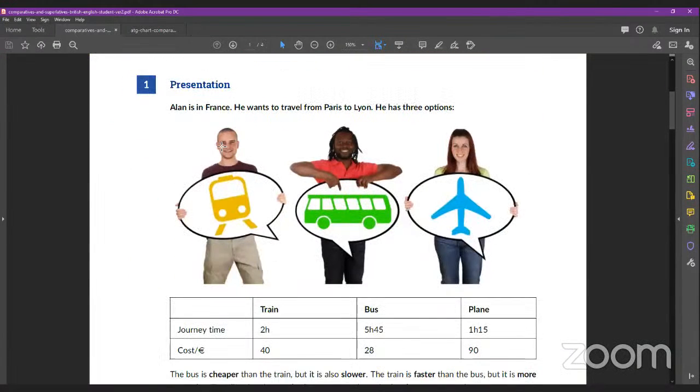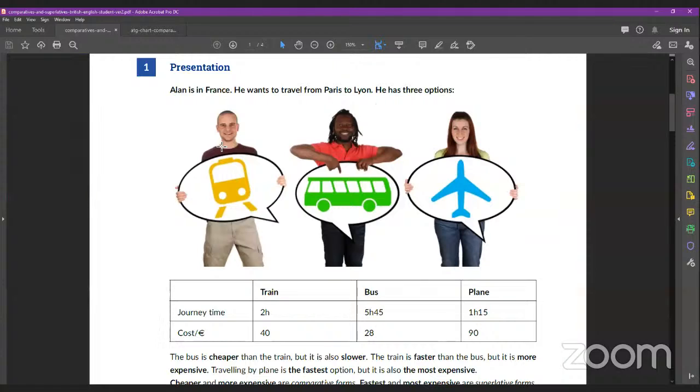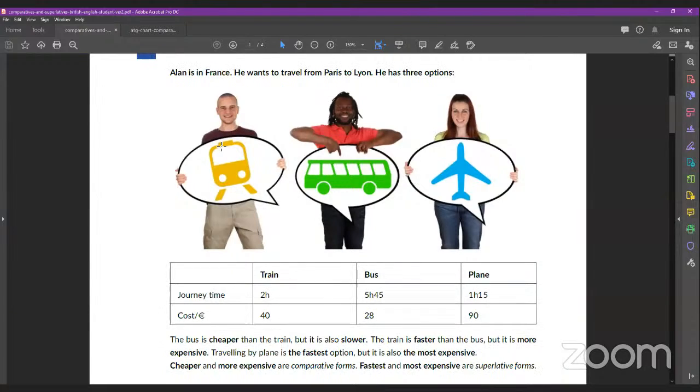Okay, so let's continue. Activity number 1. This activity is going to be graded. It's a graded activity, so be careful. As you can see, we have 3 people. One of them is holding a picture. Train, bus, and airplane.